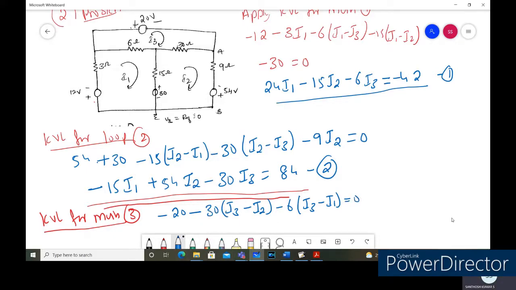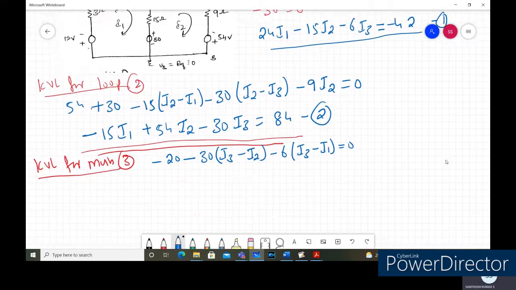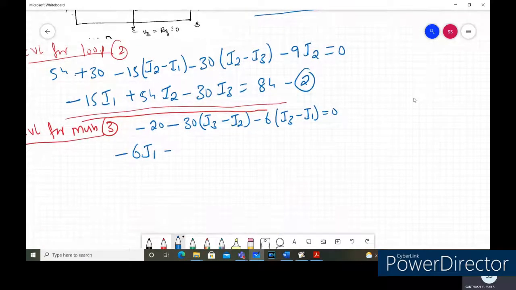Let us simplify this. In loop 1, the value is minus 6 into I1. In loop 2, the resistance common with loop 1 is 30.